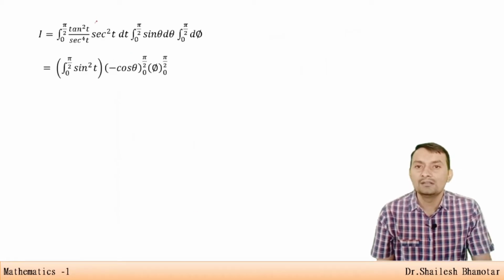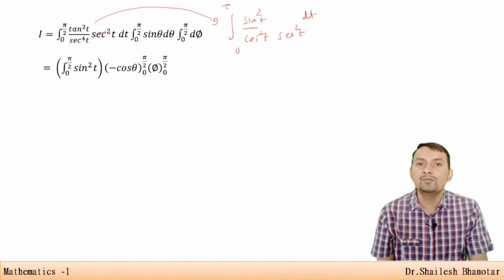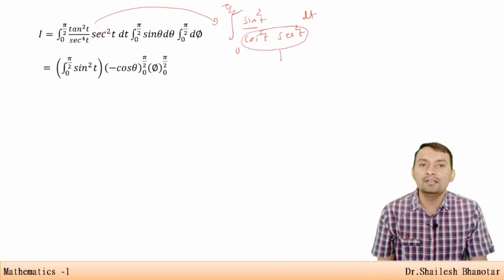So let us see, that you can also simplify. Tan square t can be written as sec square t divided by cos square t, and sec square t will be eliminated, so one sec square t is there, and then dt. So these are the inverse of each other, so it will be only 1. So you will get the integration from 0 to pi by 2 of sin square t dt. Then the integration of the sine is exactly minus cos theta over 0 to pi by 2, and phi over 0 to pi by 2.